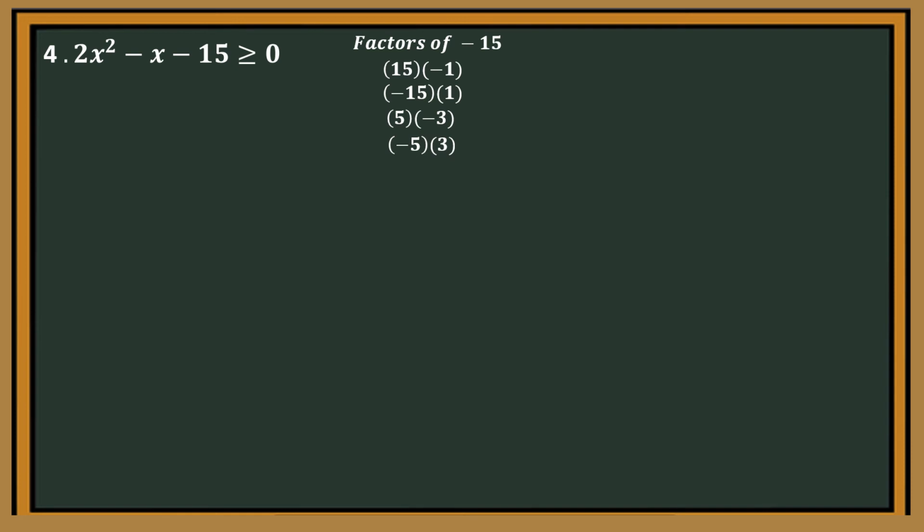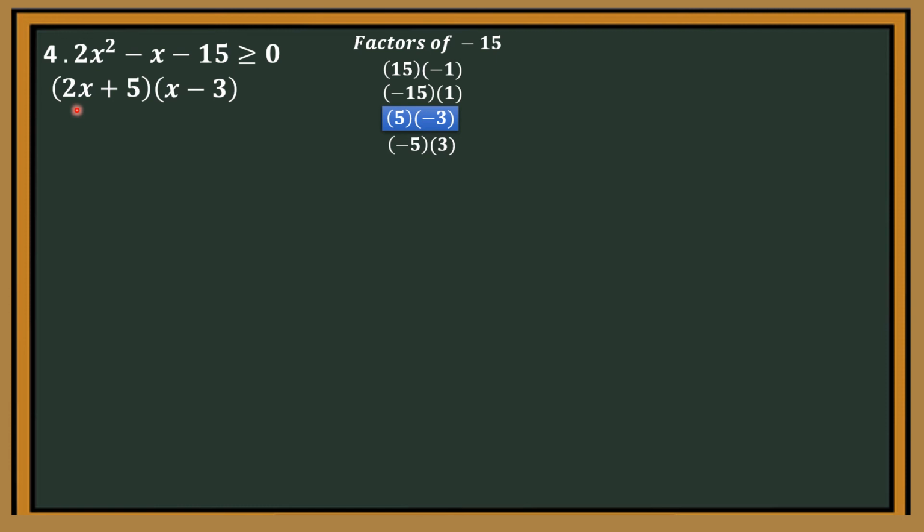So medyo complicated lang ang given problem kasi meron tayong 2 dito na kasama ni x squared. So, kahit ano sa factors, pwede nating itry. So, I'm going to try 5 times negative 3. So, let's have here 2x plus 5. Yung isa, x minus 3. So, i-check natin using FOIL method.